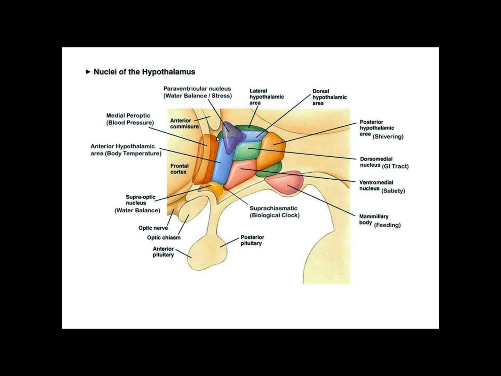And here's a schematic of the nuclei of the hypothalamus. You can see there are multiple nuclei that do lots of different things and interact with other structures.